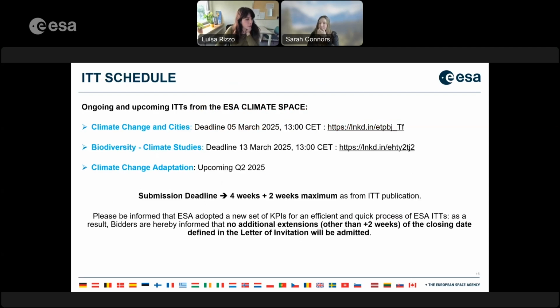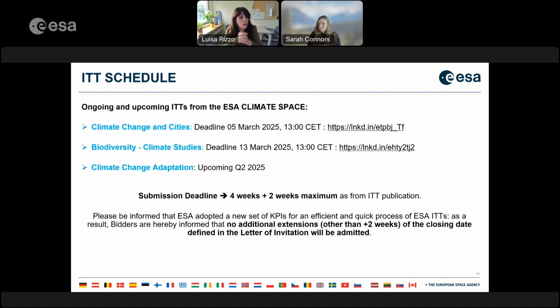Now, we finished the assessment of the TA package and a quick introduction on the procurement process in ESA. And this is a presentation of the ongoing and upcoming ITTs from ESA Climate Space. We are currently accepting proposals for the Climate Change in Cities ITT, and you can find the link to access ESA Star, deadline the 5th of March. There's another one ongoing, the Biodiversity and Climate studies, with closing date on the 13th of March.